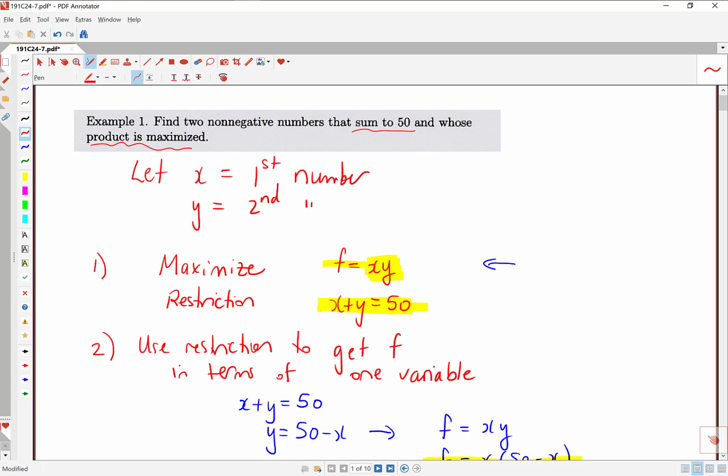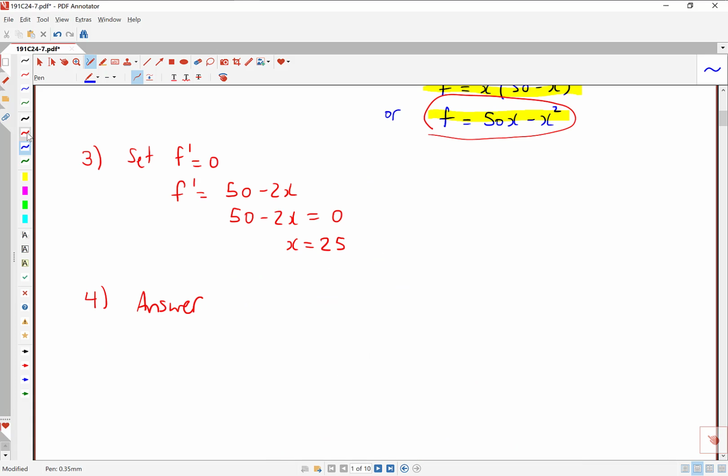Okay, so we found one of the numbers. We know x equals 25 is one of the numbers. And then we can use our restriction here to figure out the second number. So if we know x equals 25, we can plug that into our restriction, x plus y equals 50, because the restriction is the equation that tells us how the two variables are related. So if we figured out what x is, we can figure out what y is using the restriction. Okay, so 25 plus y equals 50. In other words, y is also equal to 25.